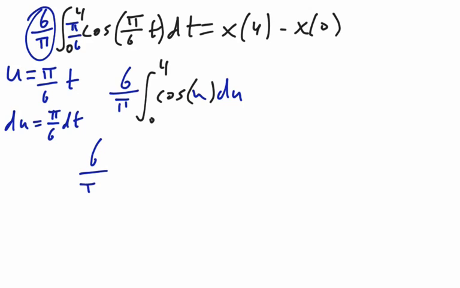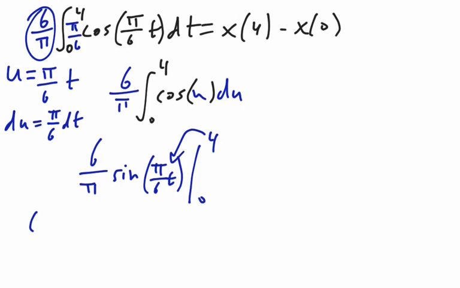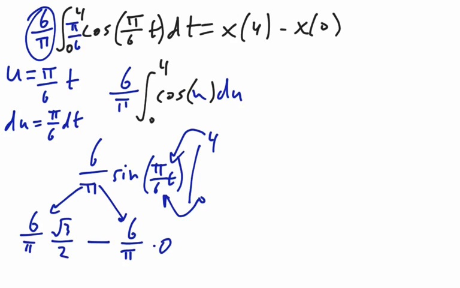So we have 6 over pi sine of the u, which was pi over 6t, and we're going to evaluate this from 0 to 4. If I plug in 4, I am going to get 6 over pi, and the sine of 2 pi over 3 is going to be root 3 over 2 like it was before, minus, plugging in, again the 6 over pi stays there for both, because it's constant multiplied. And if I plug in 0 into this, I get sine of 0, which is 0. So that term is going to go away. But this is going to be equal to x of 4 minus x of 0.